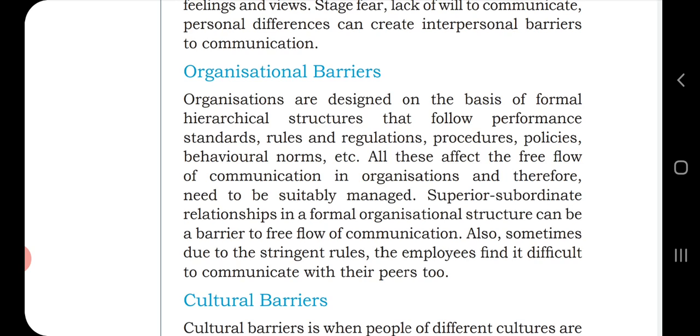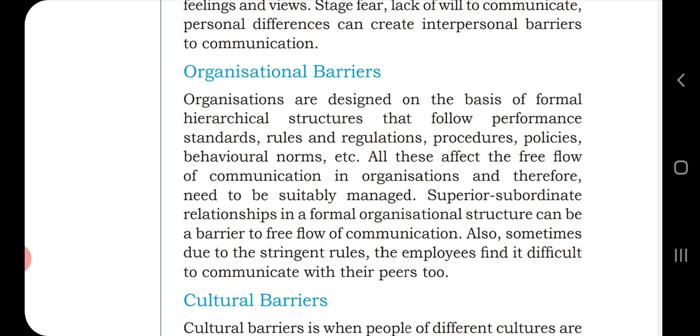Now, all these affect the free flow of communication in organizations and therefore need to be suitably managed. Whatever rules and regulations, procedures, policies are there, these affect the free flow of communication in organizations. Because of that, the people working in an organization are not free to communicate in whatever way they want. There are some set rules and they need to follow them, and therefore all these things should be suitably managed.